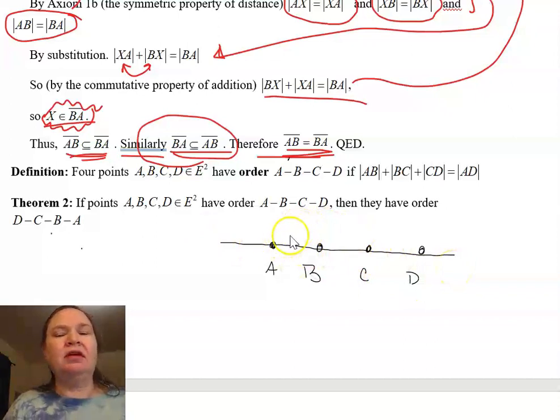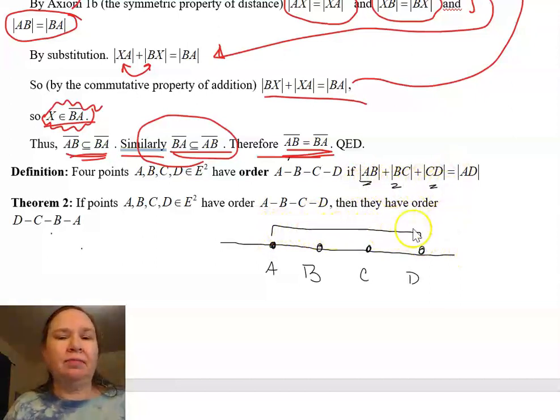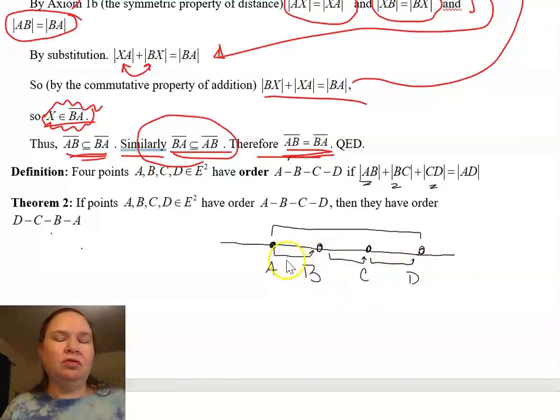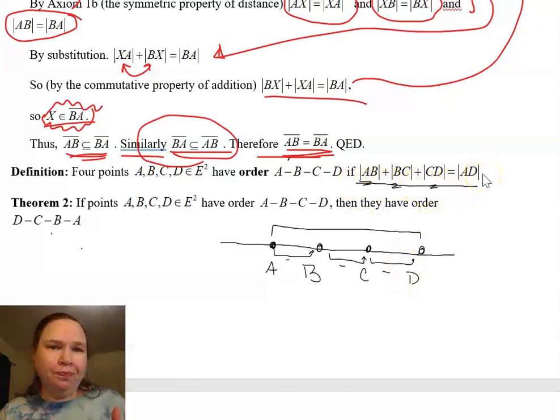I'm going to say the definition for being in an order is going to be that the distances add up. So when you go from A to D, you are going to naturally go through B and C before you get to D, so that doing this distance plus this distance plus this distance isn't going to take you any longer. You're going to get the same length as going from A to D. Then that's our definition of being points in order.